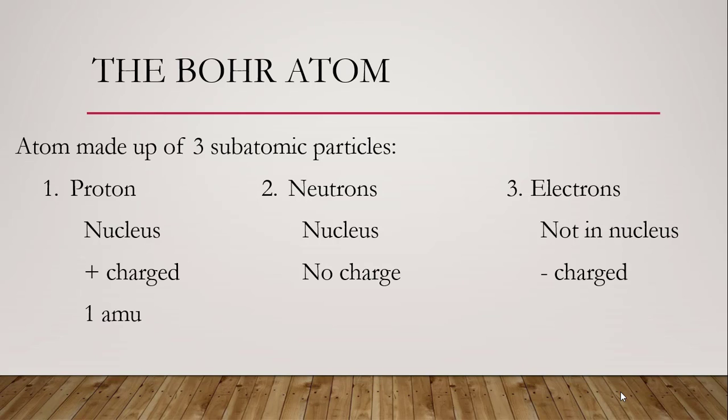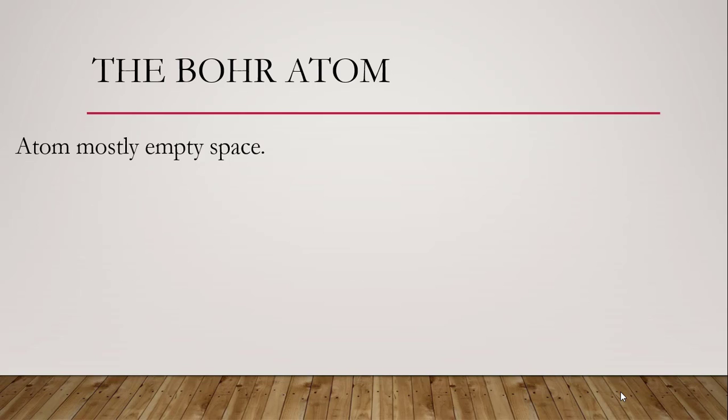The proton weighs 1 AMU, or atomic mass unit. So does the neutron. And for all intents and purposes, the electron has no mass. Because the proton and the neutron are both found in the nucleus, they are called nucleons. Now the atom is mostly empty space.